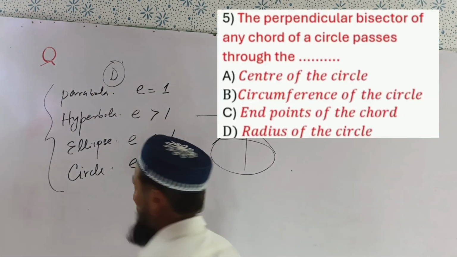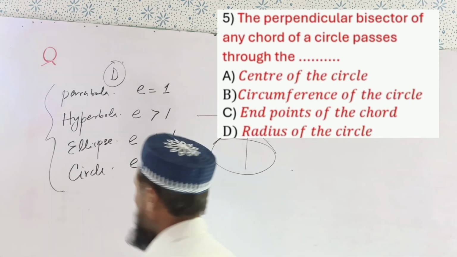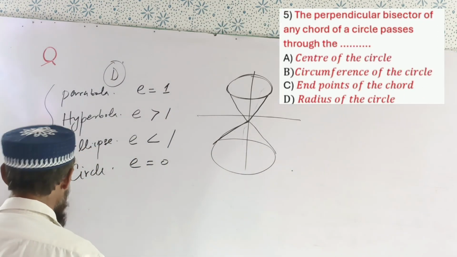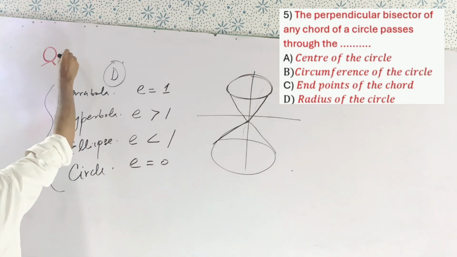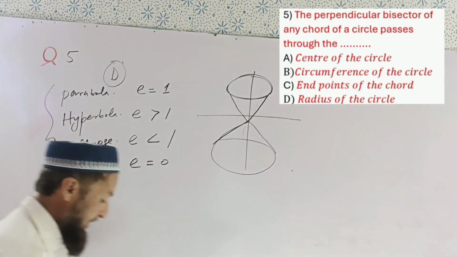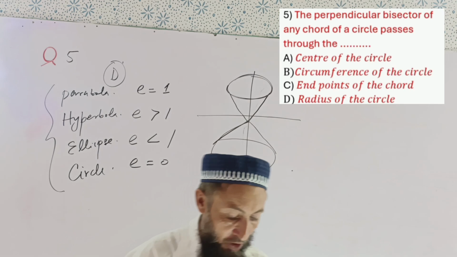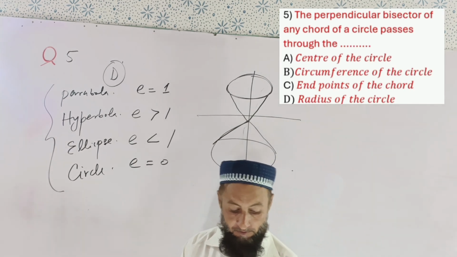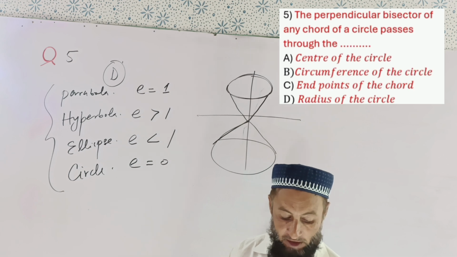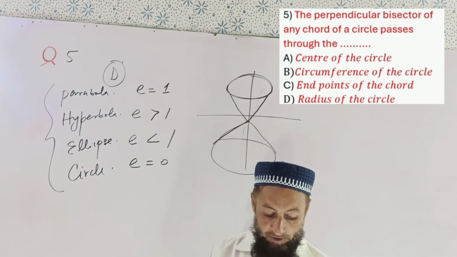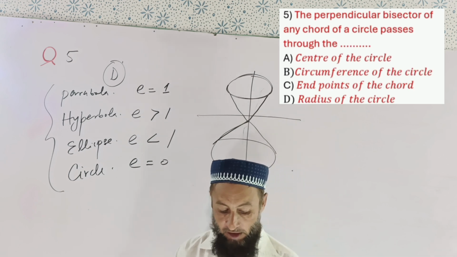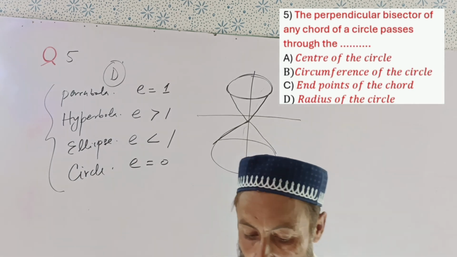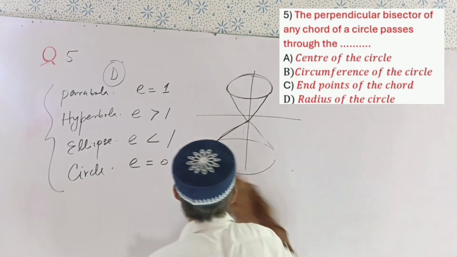Now question number 5. The question is on the screen. The perpendicular bisector of any chord of a circle passes through what? Options are given: the center of the circle, circumference of the circle, end points of the chord, radius of the circle. So first of all, we draw a circle and any chord also.